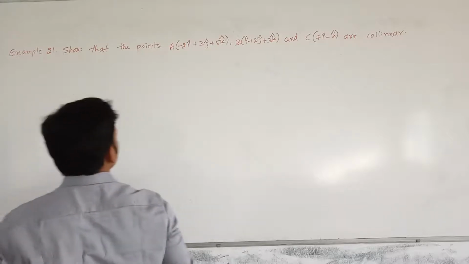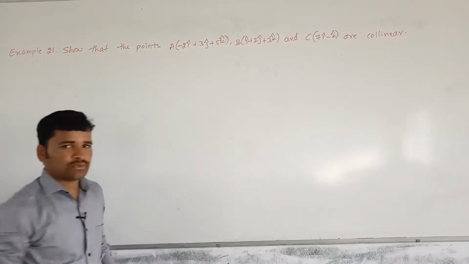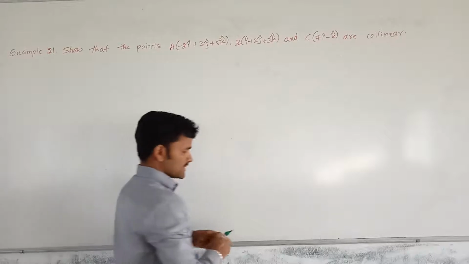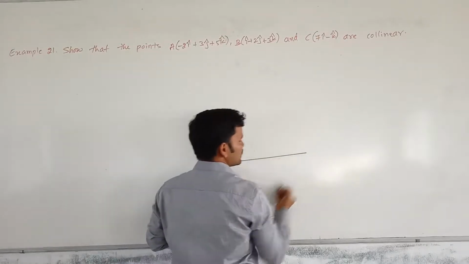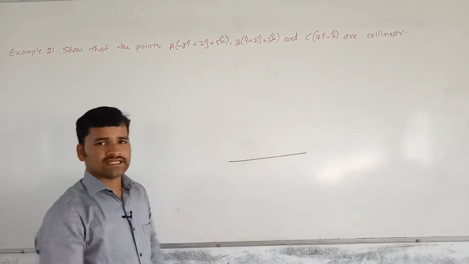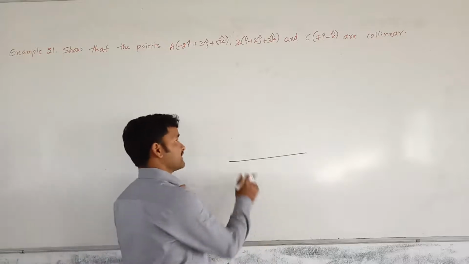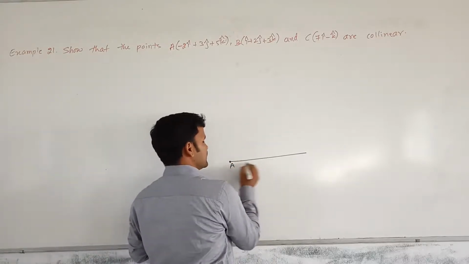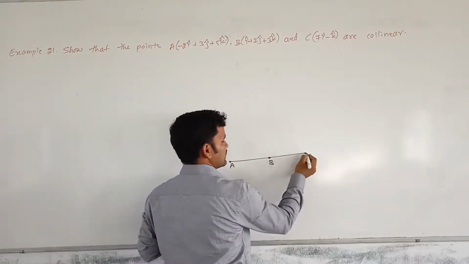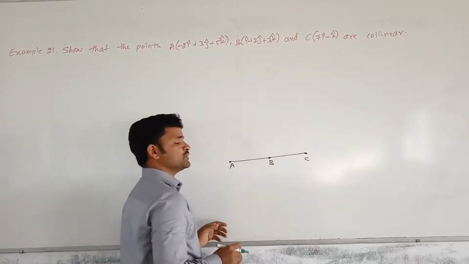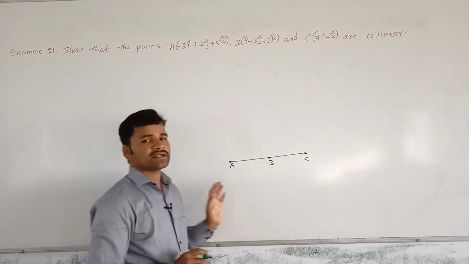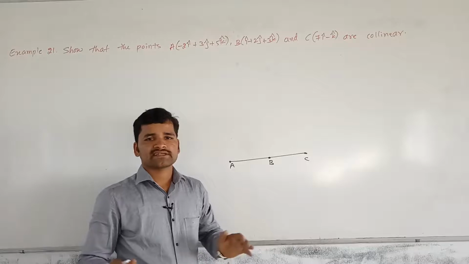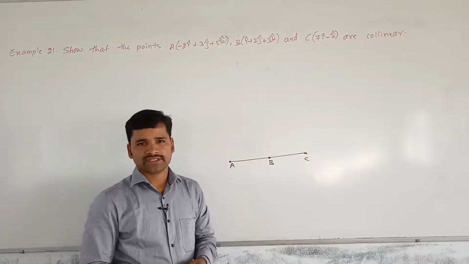I have to show these 3 points are collinear. First of all, I will tell you what is the concept of collinear. Collinear means lying on a single straight line. There are 3 points A, B and C. I have to show these 3 points are lying on a single straight line. That is the question here.